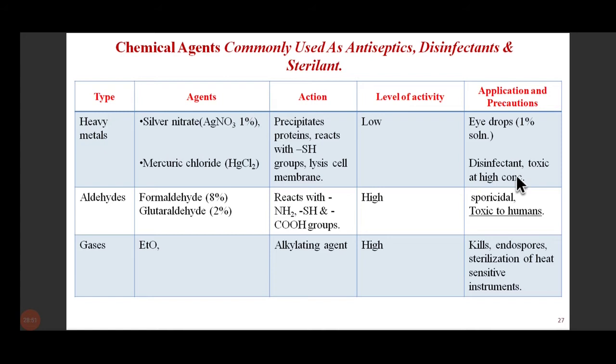Then we move on to aldehydes, which are formaldehyde 8% and glutaraldehyde 2%. They react with NH2, SH and COH groups. They have a high level of activity. They are sporicidal and toxic to humans.